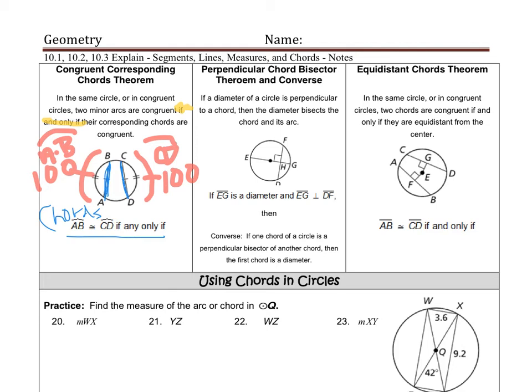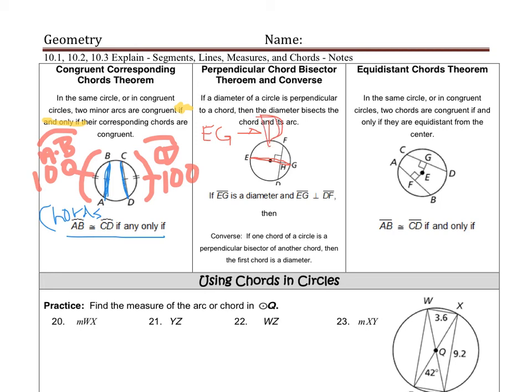All right. So go ahead and go on to the second theorem. It's the perpendicular chord bisector theorem. It says, if a diameter of a circle is perpendicular to a chord, then the diameter bisects the chord and its arc. So here, I'm going to use red for the diameter. So there's our diameter. I'm going to put EG, and I'm just going to put a big D for diameter. Okay, so that's our diameter.